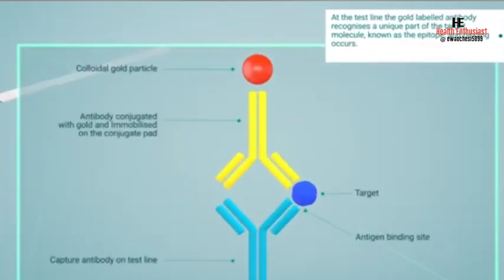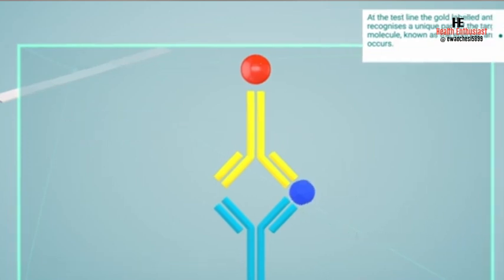So when the sample runs through, the analyte, say the hepatitis B surface antigen, binds to the labeled antibody, forming a complex. That complex gets trapped at the test line by the capture antibody, and boom, a visible line shows up.